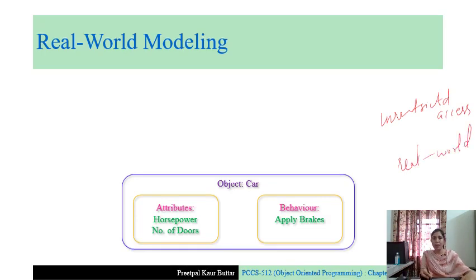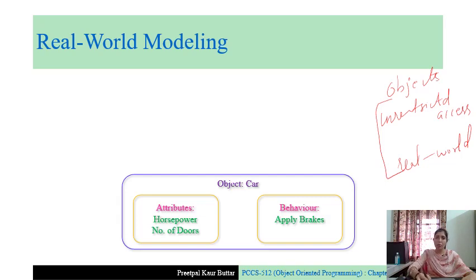We will see this with the help of an example. Here in object oriented programming we use the concept of objects. So what is an object? As I already told you, an object is a collection of data and the functions which operate on that data.